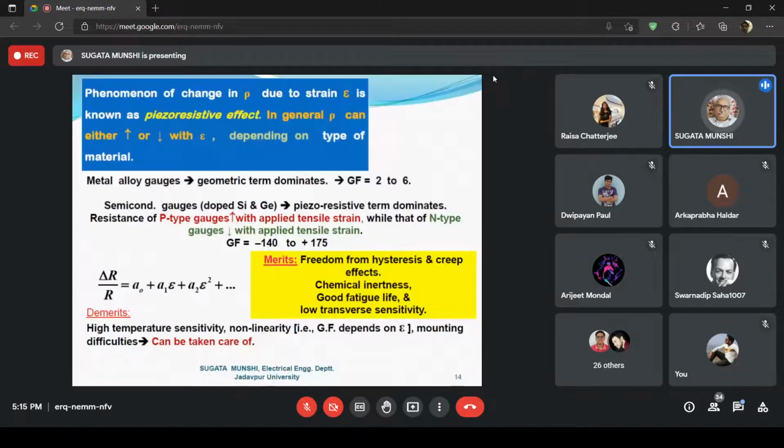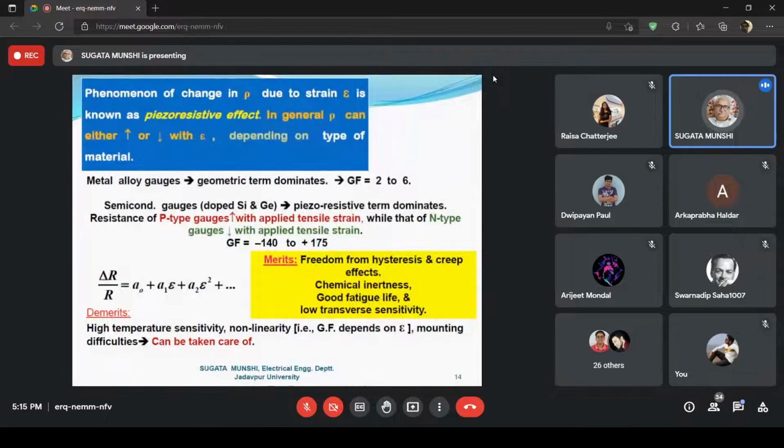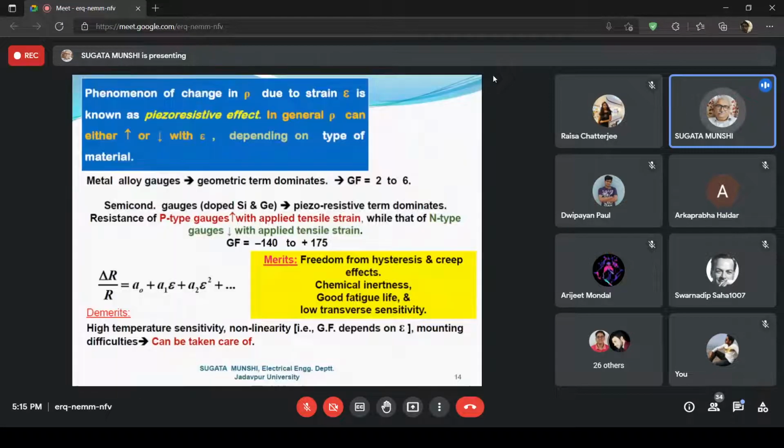Resistance of P-type gauges increases with applied mechanical strain, tensile strain, while that of N-type gauges decreases with applied tensile strain. So in the first case, the gauge factor is positive. In the second case, the gauge factor is negative.